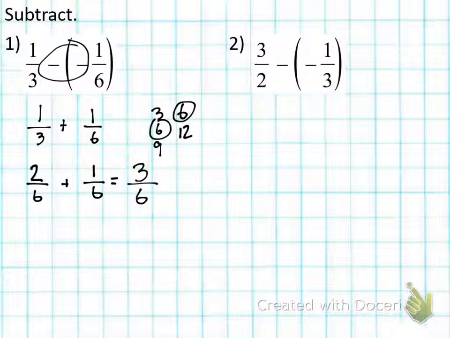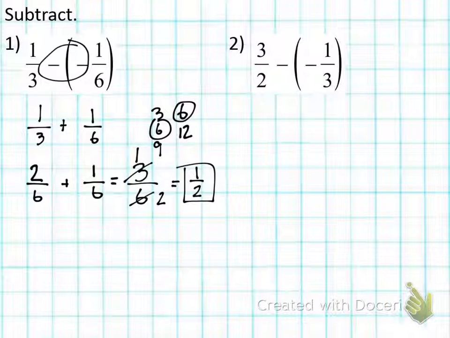Now I need to simplify if possible. So can I simplify this? Yeah, 3 goes into each of these. 3 divided by 3 is 1. 6 divided by 3 is 2. So our answer is 1/2. Okay. Make sense? That's number 1. Any questions on number 1?